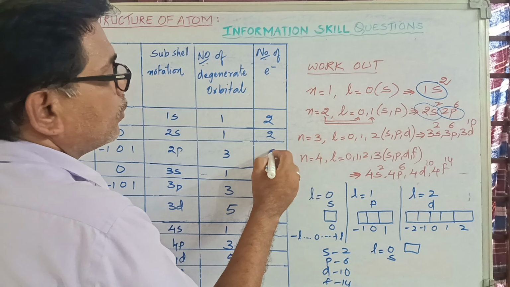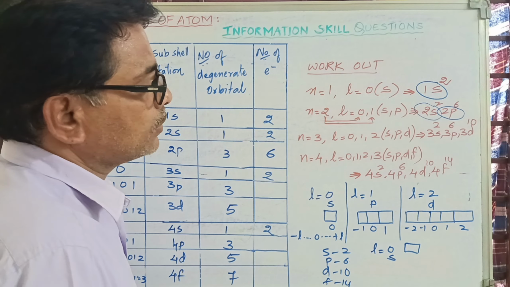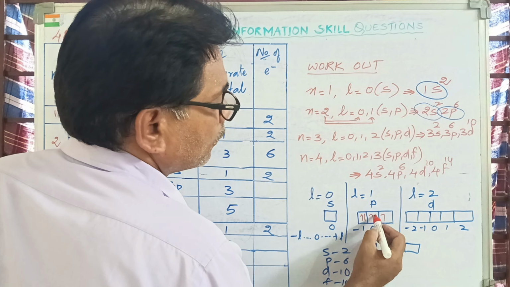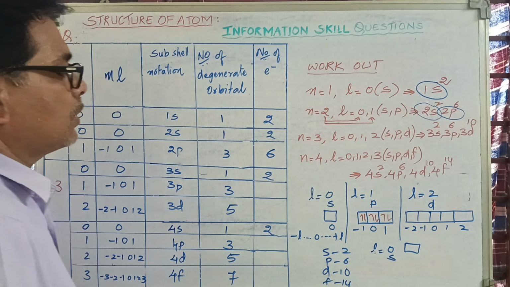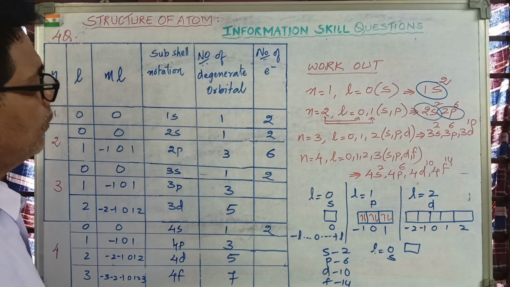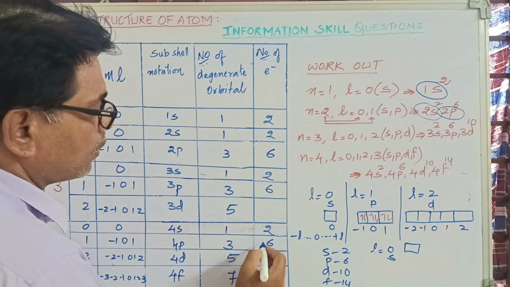Now 3 boxes will hold 6 electrons. Quite natural. Here 3 boxes are there: 1, 2, 3, 4, 5 and 6 electrons. Nothing but it is P. You check P. P holds 6 electrons. So here P again holds 6 electrons.